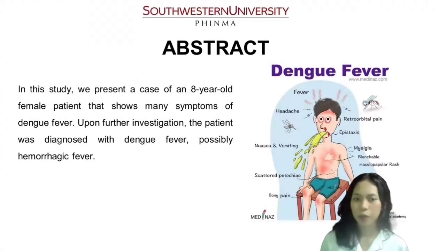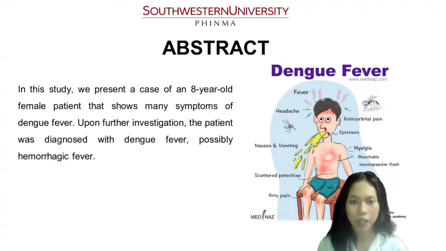In this study, we present a case of an 8-year-old female patient with high-grade fever varying from 39 degrees Celsius to 40 degrees Celsius for 5 days, headache, periorbital pain in the eyes, joint pains, body malaise, loss of appetite, persistent vomiting with nausea, and noticeable petechial rash on the posterior part of her upper and lower extremities. Upon further investigation, the patient was diagnosed with dengue fever, possibly hemorrhagic fever.